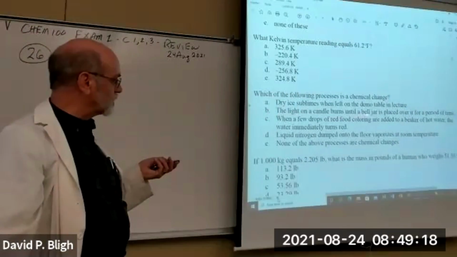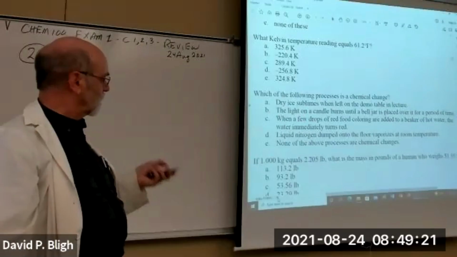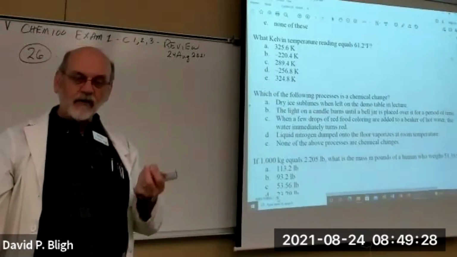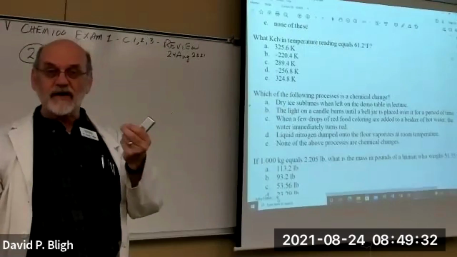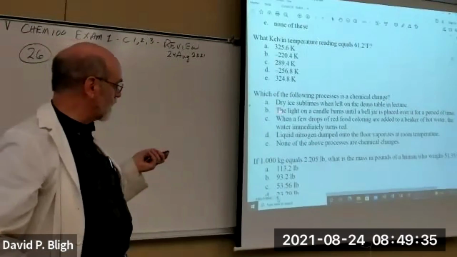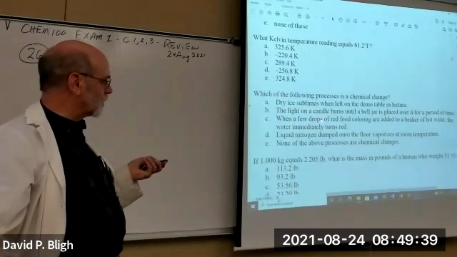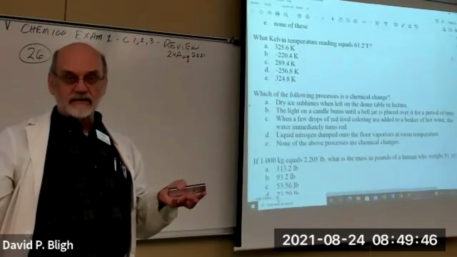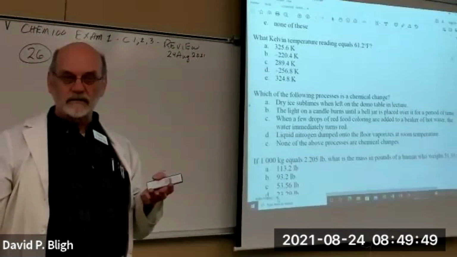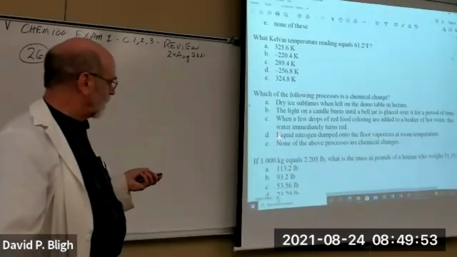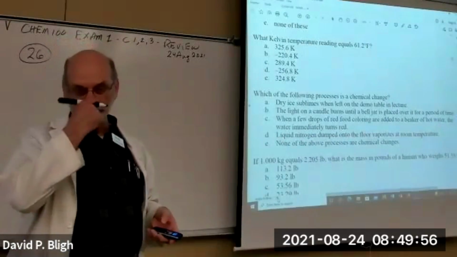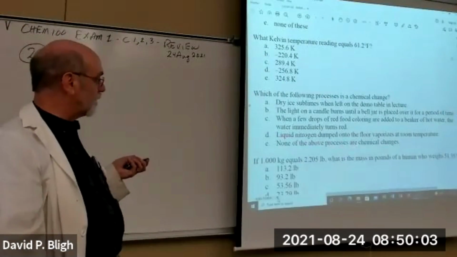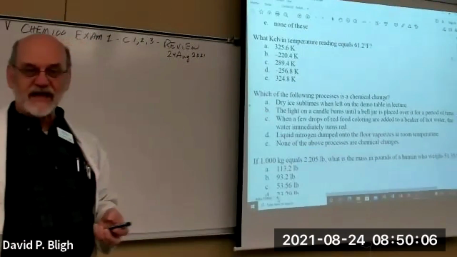The light on a candle burns until a bell jar is placed over it for a period of time. That's a chemical change. The wax in the candle is being melted, migrates up through the wick, turns to a gas and mixes with air, and then combusts. That's a chemical change. Okay. When a few drops of red food coloring are added to a beaker of hot water, the water immediately turns red. That's a physical change because no bonds were broken, no bonds were formed. Liquid nitrogen dumped on the floor vaporizes at room temperature. That's a phase change, physical. None of the above. All right, we did find one, B. So B is the answer to 26.